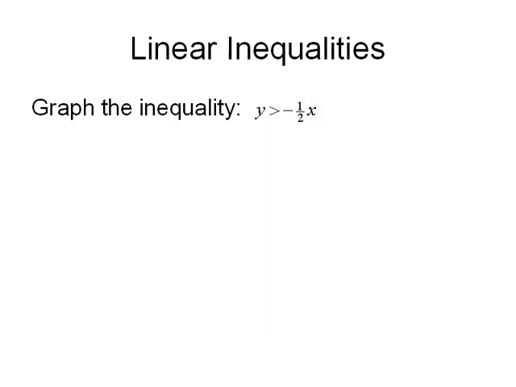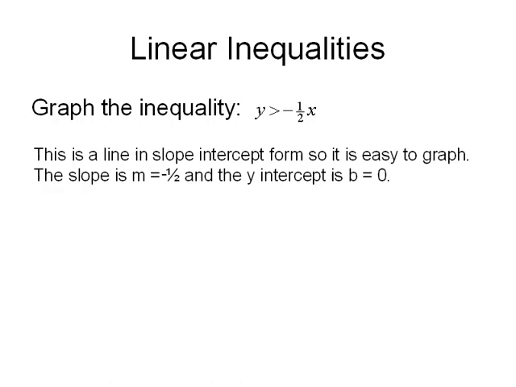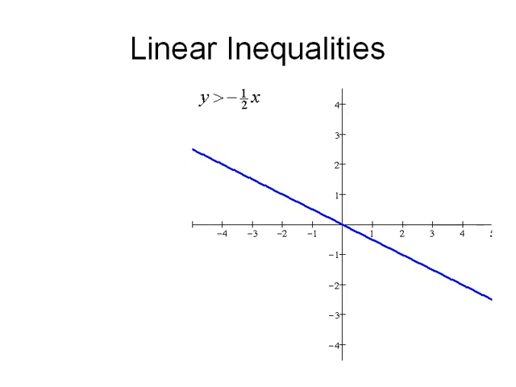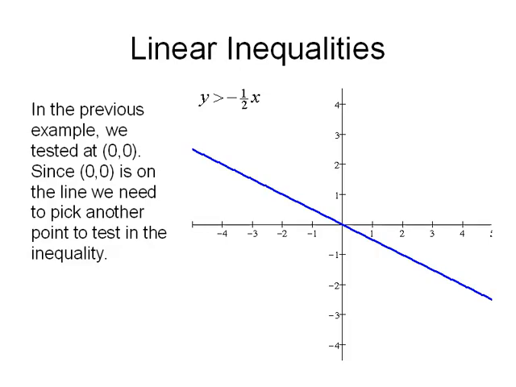So now let's take a look at another inequality. This is a line in slope-intercept form, so it's going to be easy to graph. I've gone ahead and drawn that line here in blue. And in the previous example, we tested at 0, 0, but I can't do that on this particular one because 0, 0 is actually on the line. I'll have to pick something else to do my test at.